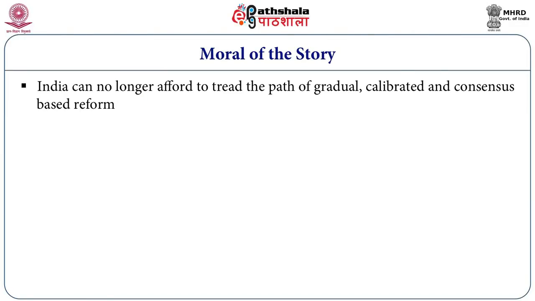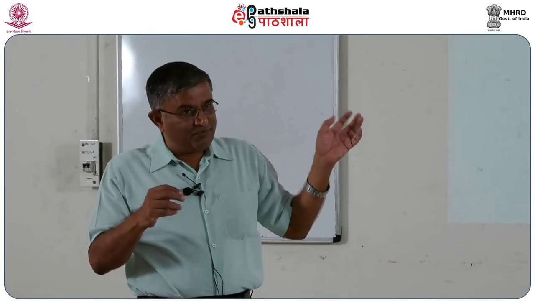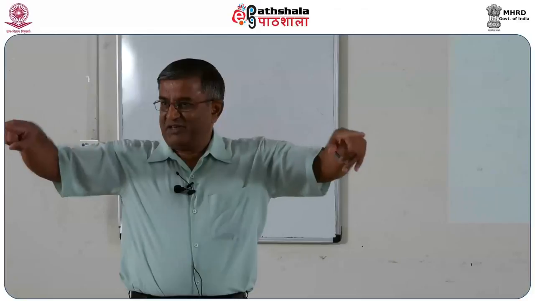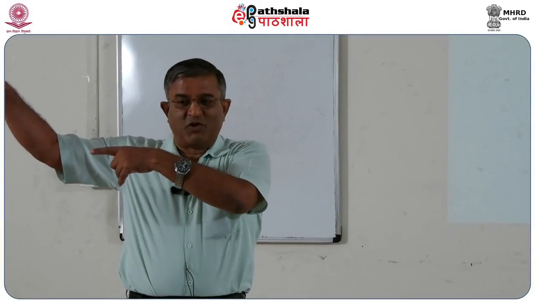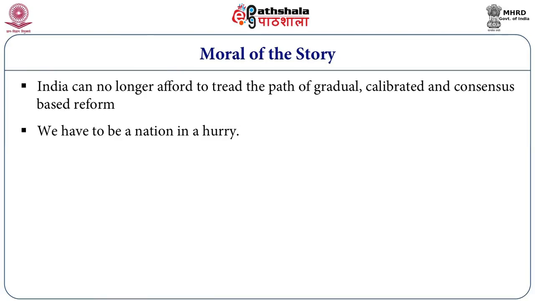We cannot afford to tread the path of gradual, calibrated, consensus-based reform. For the last 50 years, we are doing gradual, calibrated, consensus-based, everybody must be happy reform. We have to be what I call a nation in a hurry. We must accelerate our growth. Otherwise, tomorrow, with inequality increasing and poverty increasing, you will not be sitting in this classroom. There will be social unrest outside if they have unemployed and people with jobs outside. We must be a nation in a hurry.